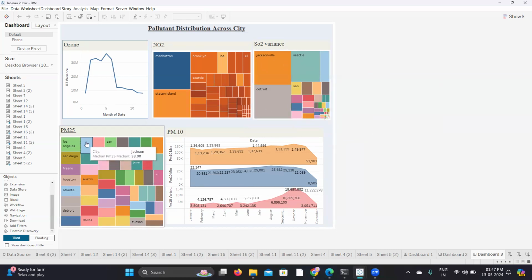Next we have PM 2.5, which is a tree map. This visualization shows particulate matter (PM 2.5) levels across major cities, with each city's PM 2.5 concentration depicted by uniquely colored blocks. The size of each block correlates with the concentration level, providing a clear visual representation of cities with more severe PM 2.5 pollution, such as Los Angeles and San Diego, which might pose a significant health risk, particularly in terms of respiratory and cardiovascular issues.